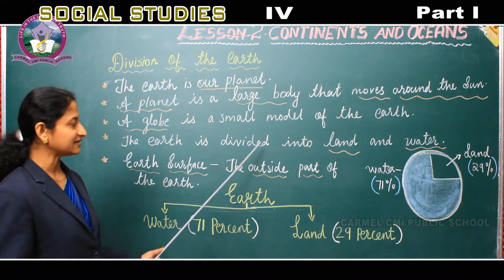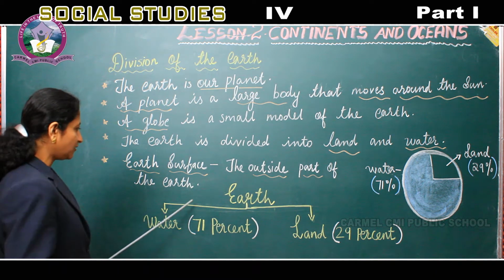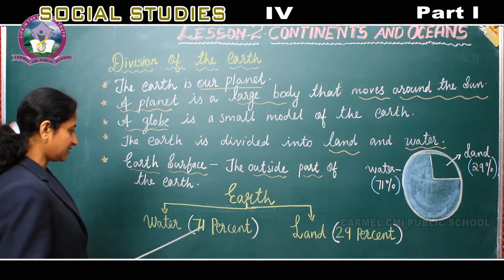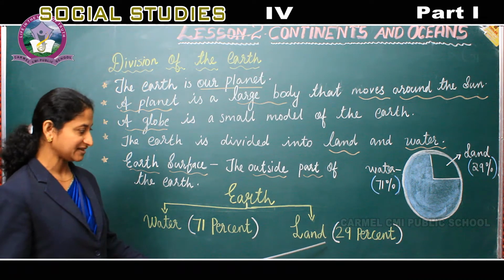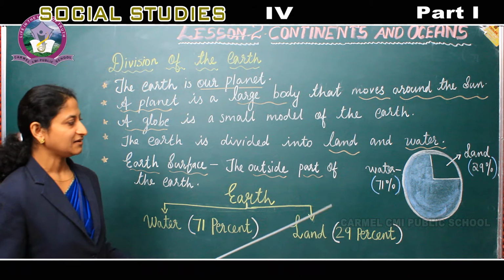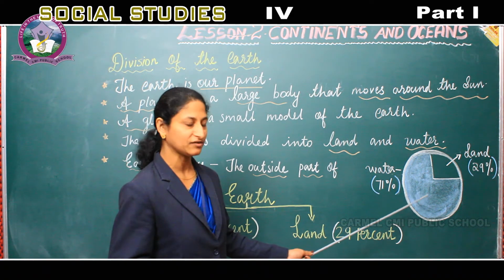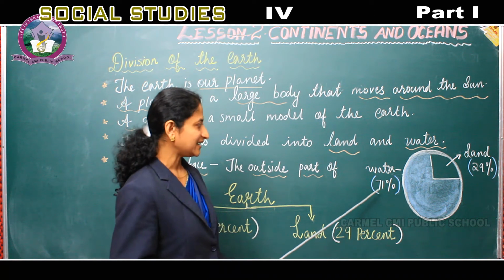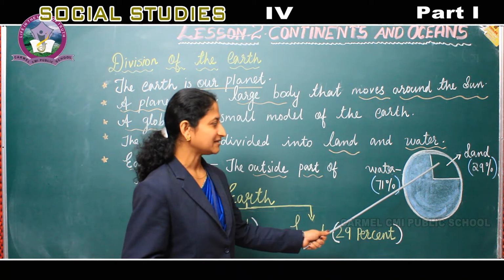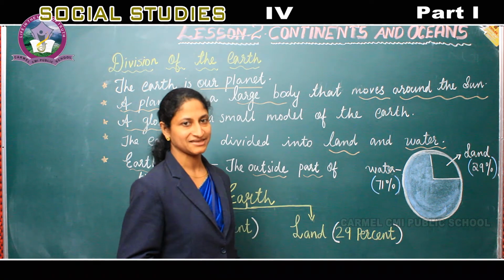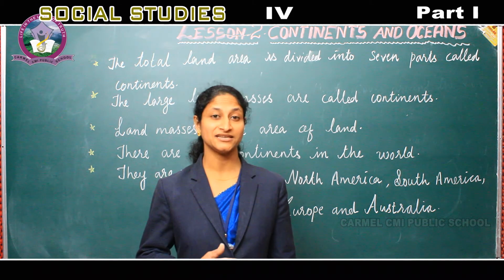Here we have studied that the Earth is divided into land and water. Water represents 71%, land represents 29%. When we look at the figure, we can see the shaded part. This shaded part represents water, that is 71%, and the remaining part, that is land, represents 29%.